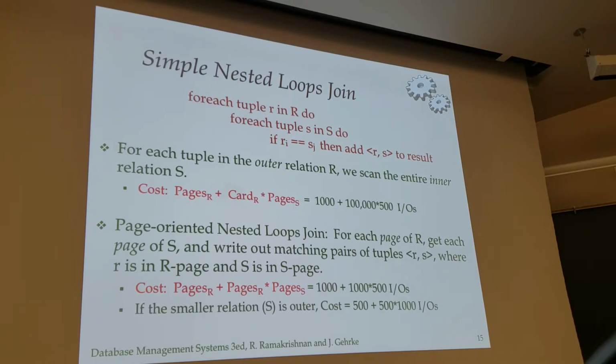And by the way, I can switch around S and R again. In this case, I can make it better still by having S as the outer and R as the inner. It's going to be pages of S plus pages of S times pages of R. So it's going to be 500 plus 500 times 1,000, which again is better. It's only about 500, but you know, 500 is okay. Somewhat better.